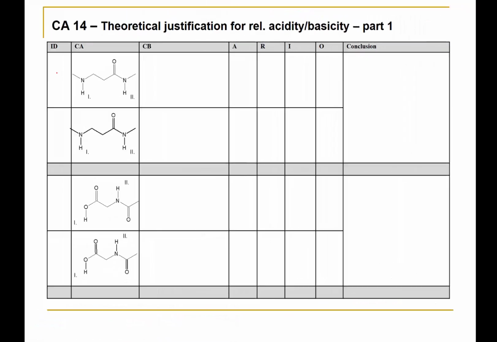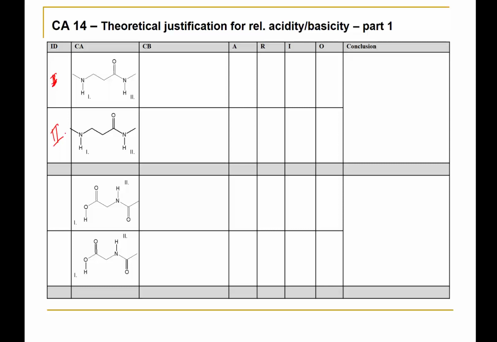To make it easier to refer to these different groups, I'm going to label it in this way. So we can talk about the acid 1 and the acid 2. Acid 1 is the amine, acid 2 is the amide. And then we can draw the corresponding conjugate bases. Now sometimes you'll also be wanting to draw resonance forms.